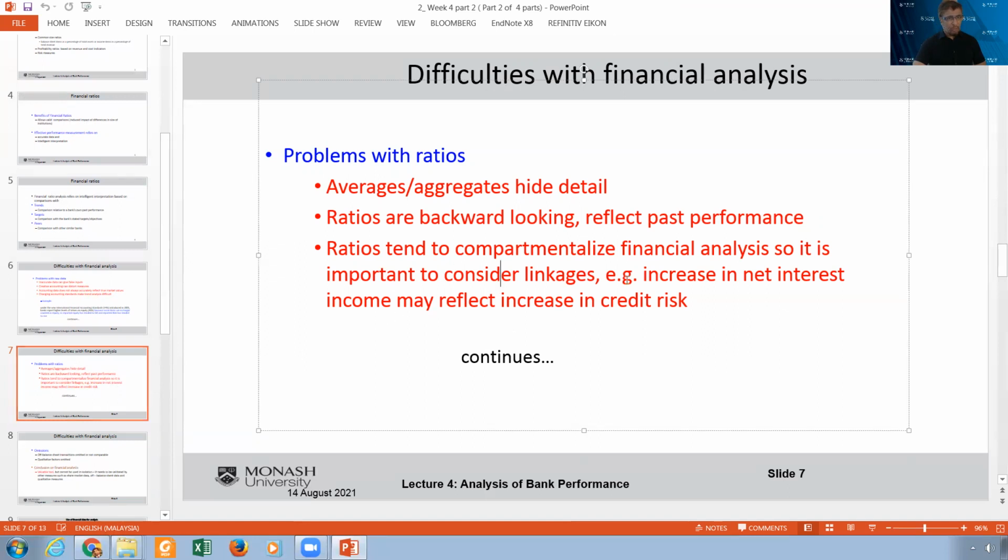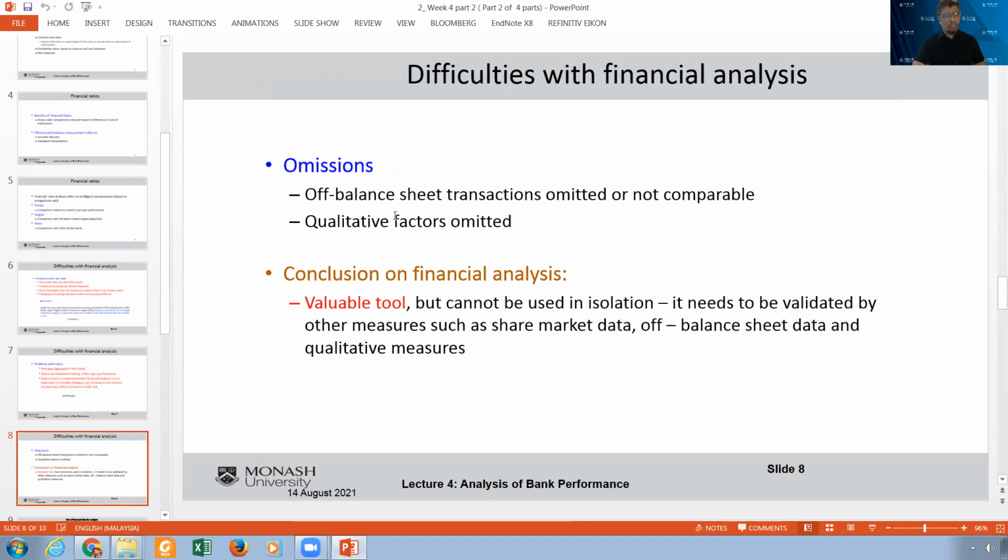So it's important in this case to look at the linkages. Okay, omissions. Of course, financial ratios only work with the figures that are in the income statement and the balance sheet. So our balance sheet is out of the picture. And also we have another omission, which is the qualitative, which I talked about in part one: the reputation of the bank, the quality of the products, the morale of the staff, the corporate governance. So many things are not reflected in financial ratios. So the conclusion is the financial ratios are a good tool, but not enough.